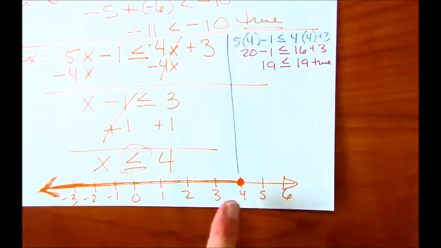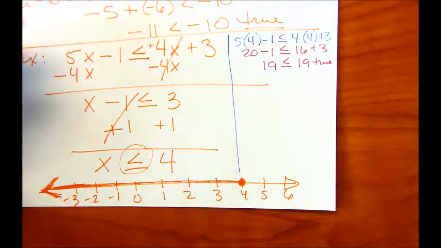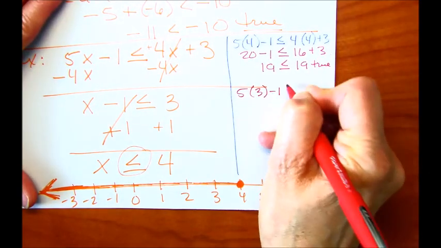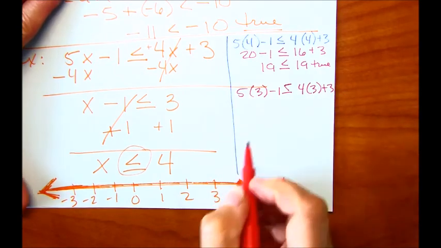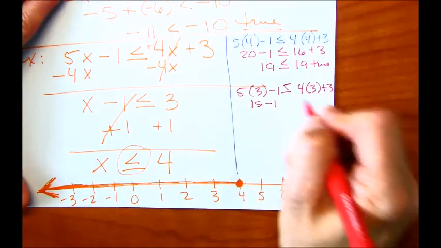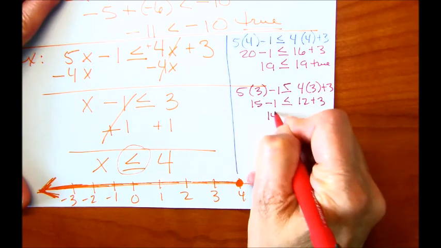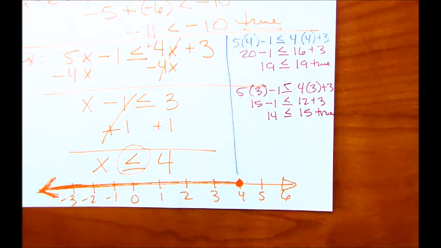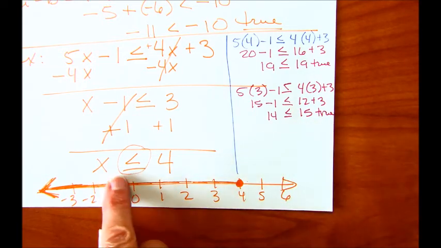So let's say we pick a number less than 4, like 3. Let's pick 3. So we'll go 5 times 3 minus 1 less than or equal to 4 times 3 plus 3. So we got 15 minus 1. And 4 times 3 is 12 plus 3. That's going to give us 14 is less than or equal to 15. And yes, that's true as well. And so you'll continue to get true statements here by plugging in numbers that are less than 4.